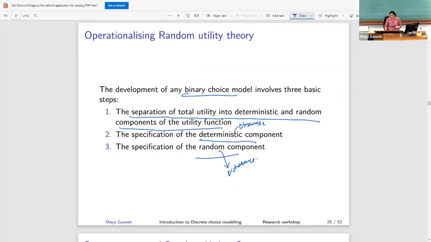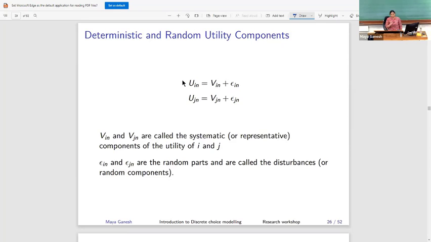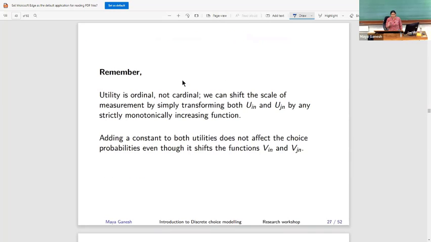So this is what we did already. We said that the utility from alternative I to customer N is the deterministic utility, or the observable utility, or the systematic utility, and the utility from the disturbances which the analyst cannot observe. Now this epsilon_in and epsilon_jn are the random components or the disturbances. I think I already mentioned this. I already spoke about how utility is ordinal and not cardinal. So I wanted to make that point again.